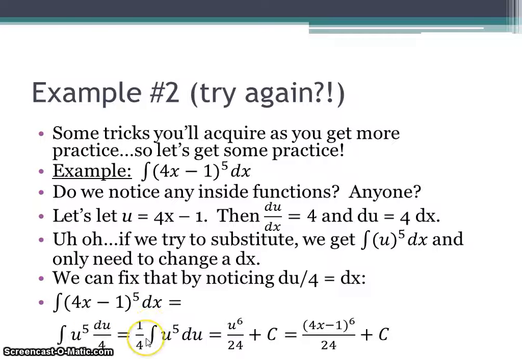In other words, 1/4 times the integral of u^5 du, which is equal to u^6/24 + C. And now we can substitute our 4x - 1 back in for u. We noticed our inside function. That's the key.